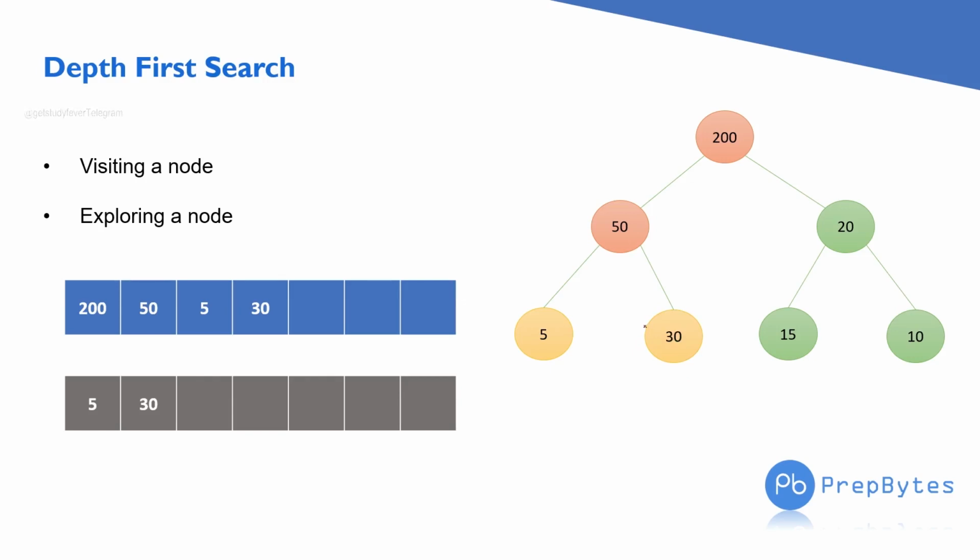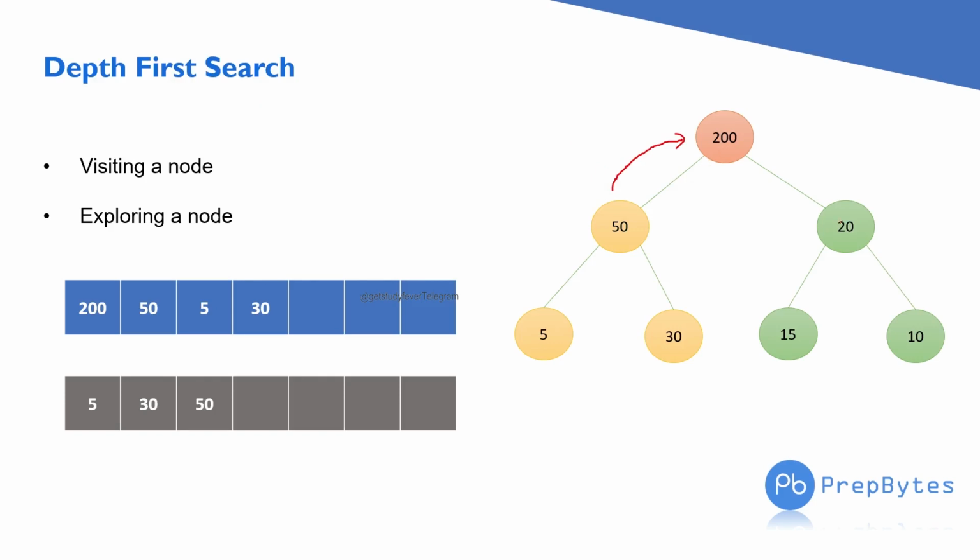So again it will go back to 50, and see if any other neighbor of 50 is left. No other neighbor of 50 is left, because 50's neighbors are 5, 30 and 200, and all are visited. Okay, so it is completely explored. Now it goes back to 200, and it will see whether there are any other neighbors left to be visited.